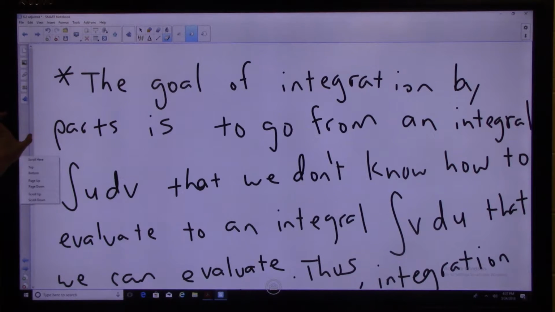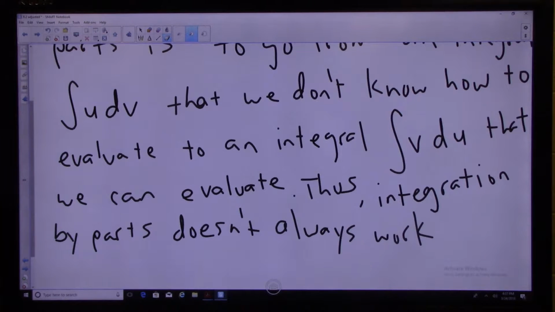Here we go. Thus, integration by parts doesn't always work. Okay, it's not always going to be the best option, but sometimes it is, and that's why we're going to do some examples.